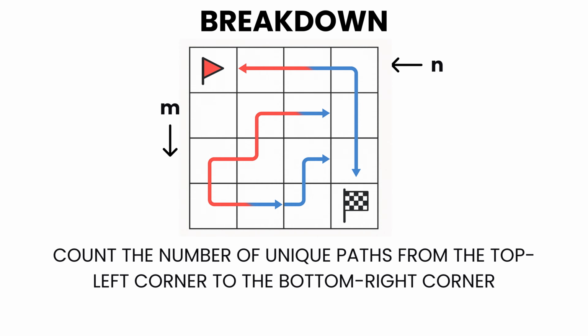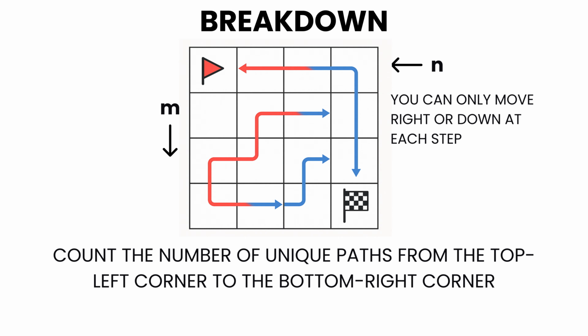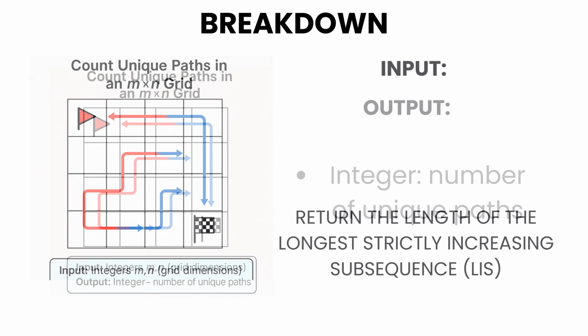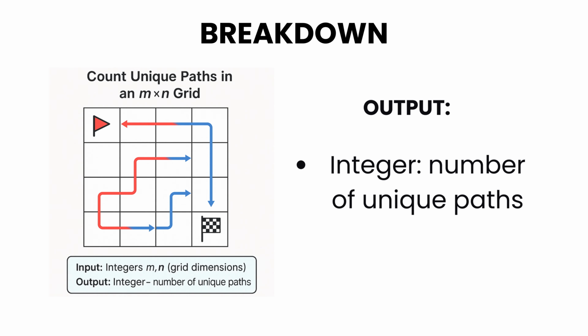Given an M by N grid, count the number of unique paths from the top left corner to the bottom right corner. You can only move right or down at each step. Input: integers m, n, the grid dimensions. Output: an integer, the number of unique paths.